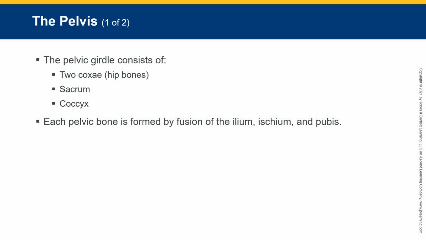The pelvis. The pelvic girdle consists of the hip bones, the sacrum, and coccyx. Females' pelvises are usually wider, the hips are wider due to being able to have children. Males are usually a lot more narrow. Each pelvic bone is formed by the fusion of the ilium, the ischium, and the pubis.